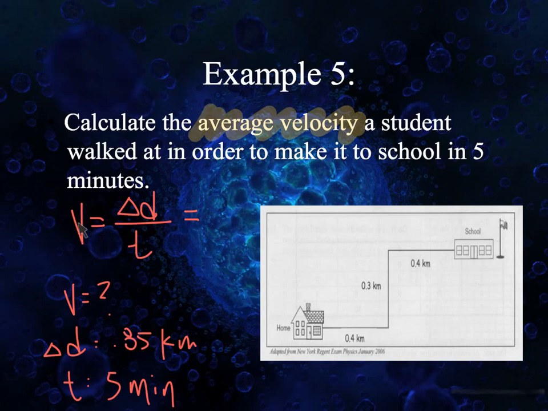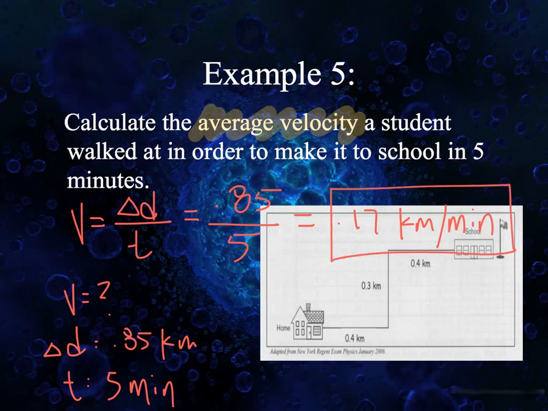Okay, V is what I'm ultimately solving for, so I'm going to leave it over here, and then over here I'm just going to substitute everything that I know. I know my displacement was 0.85 divided by, I know my time was 5 minutes. And when I divide 0.85 by 5, I get 0.17 kilometers per minute.